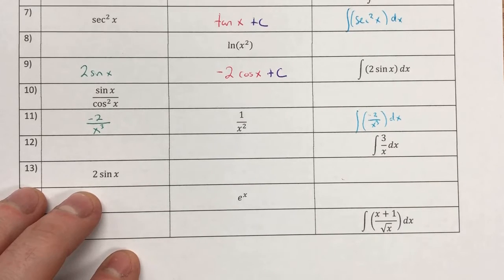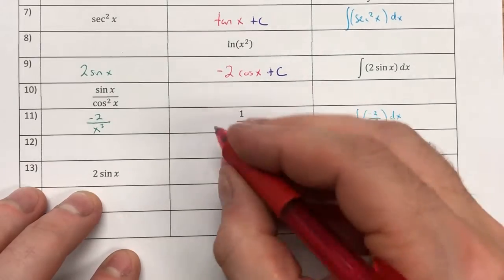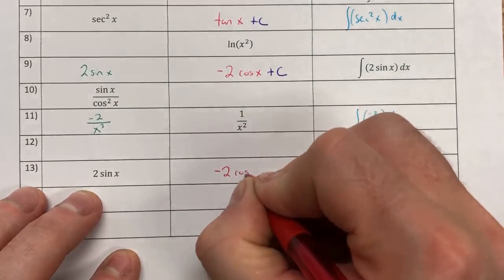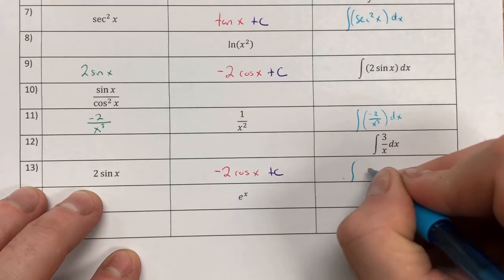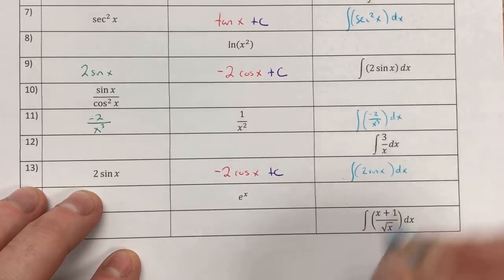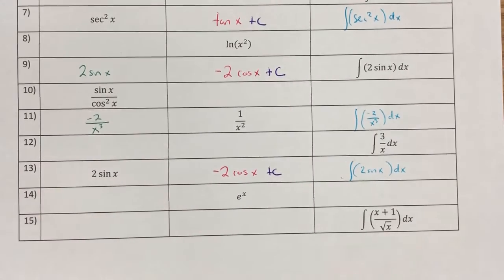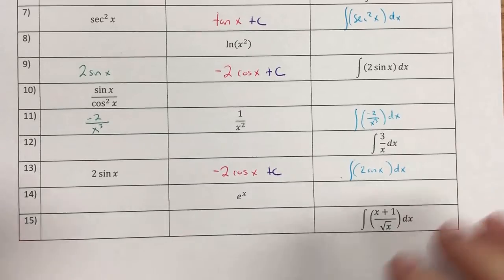13. Kind of looks like we've recycled a problem right here. Same thing as what we had earlier. So let's say negative 2 cosine of x plus c. And for the integral notation, I'll have the integral of 2 sine x dx. Kind of a cheap thrill there. But number 15, 15 is the fun one.